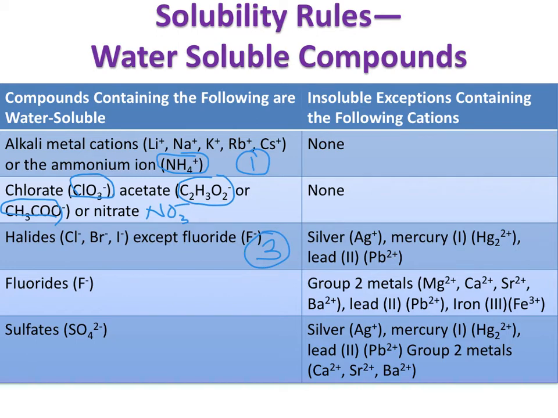Compounds containing the halides, chloride, bromide, or iodide, but not fluoride, are water-soluble except when combined with one of the following cations: silver, Ag+, mercury 1, Hg2 2+, lead 2, Pb2+.